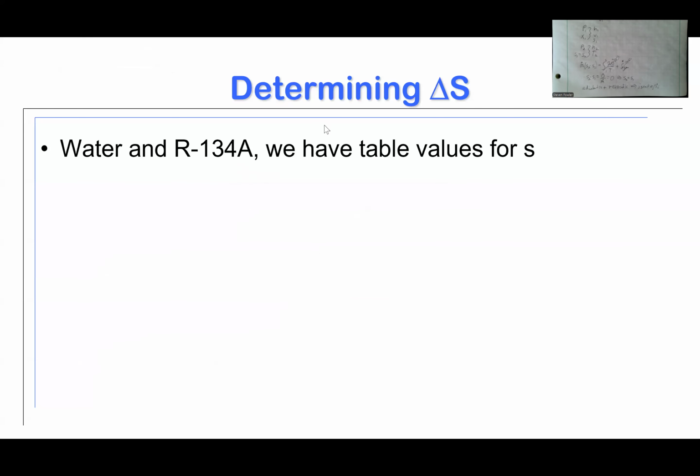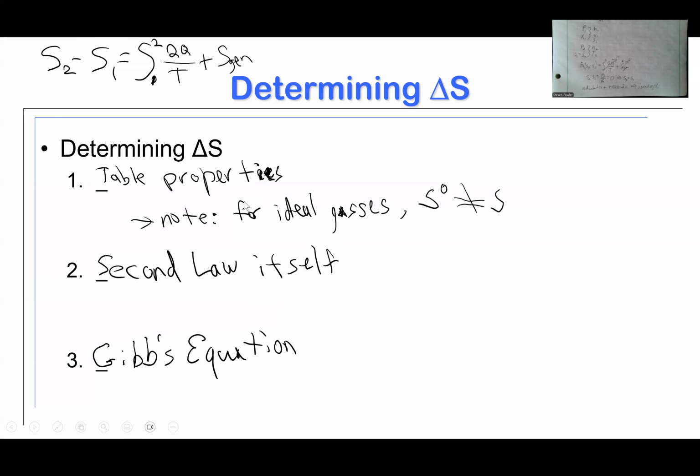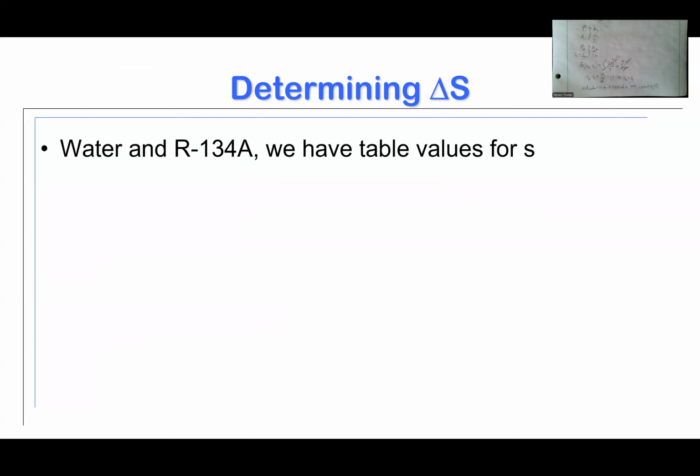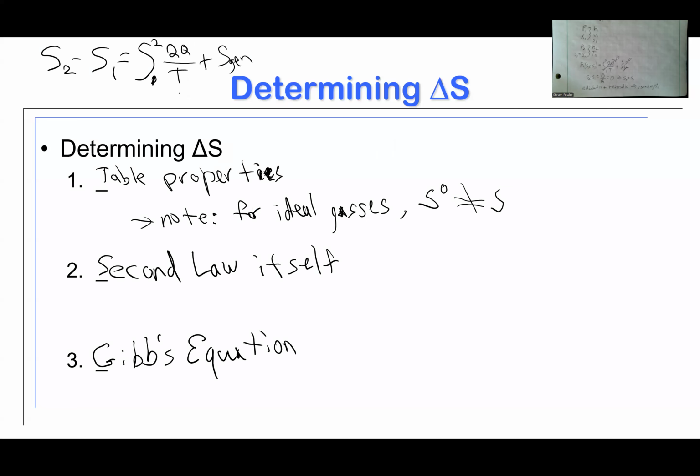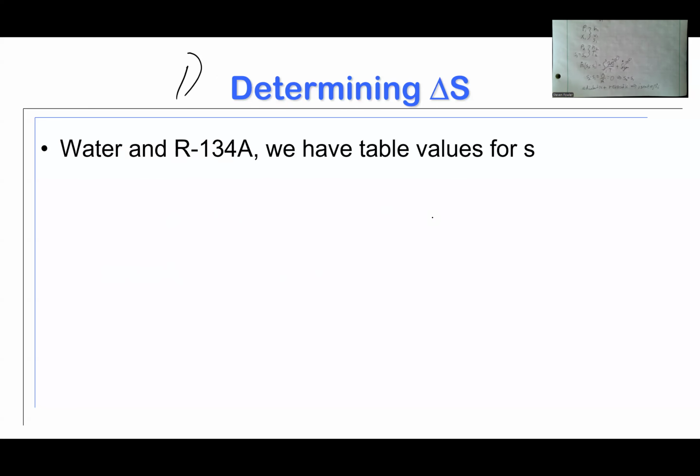Okay. So again, if we break these down, if we look a little bit at 1, 2, and 3 here, this is 1. Water in R134, we have table values for S values. And so I don't think we really have to say much more on that. I've already said quite a bit. I'm just going to move forward. Again, the only thing is this caveat: S naught values you find in the ideal gas tables are not S values, so we can't use those.